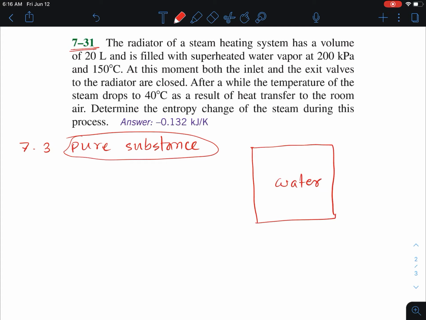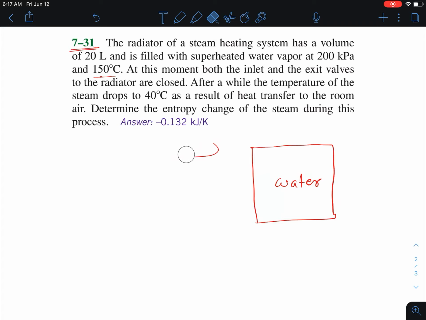It is using water as a working fluid. So it's saying that the volume is 20 liter and filled with superheated water vapor, which is at 200 kilopascal and 150 degrees C. So let's consider, I'm going to go ahead and remove this thing to have more space.